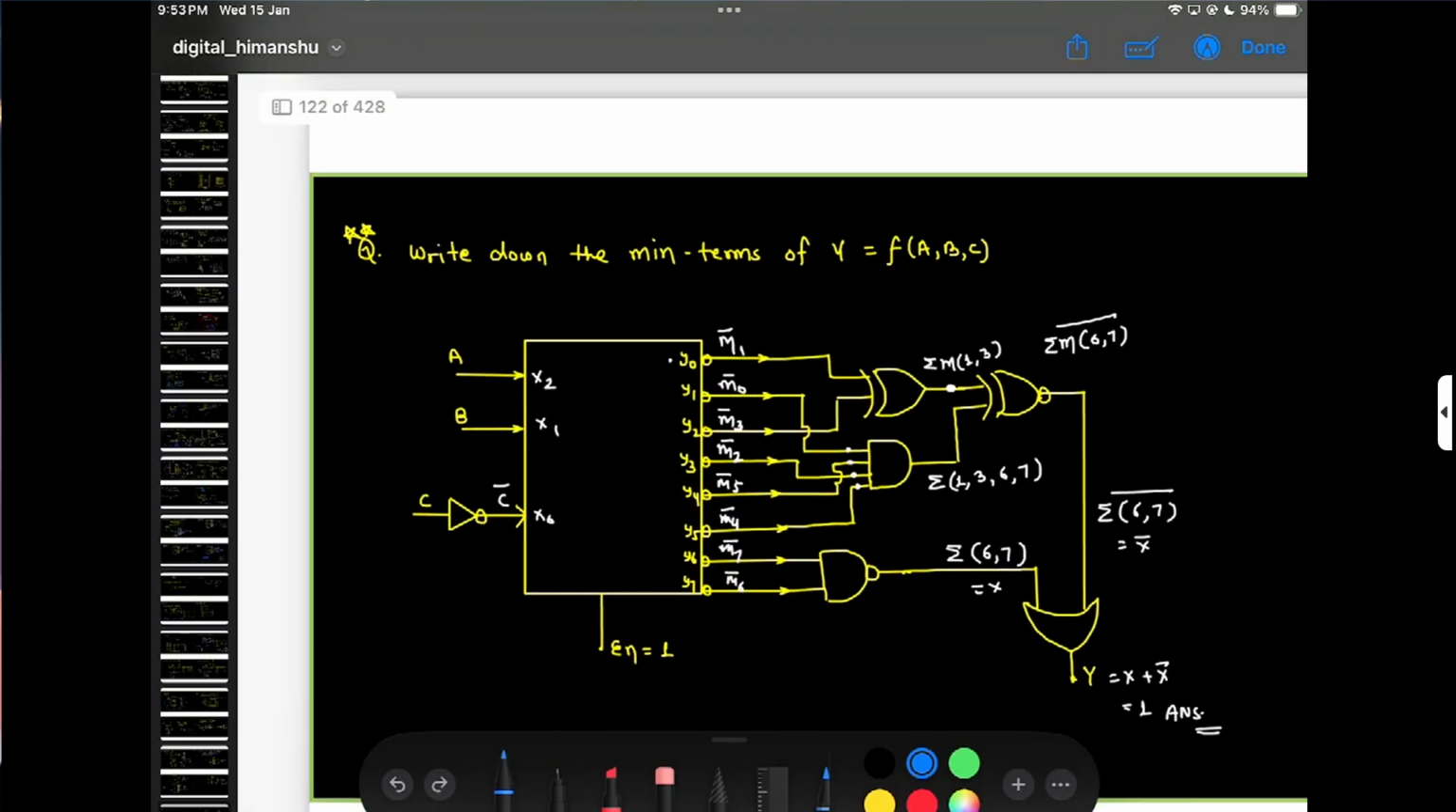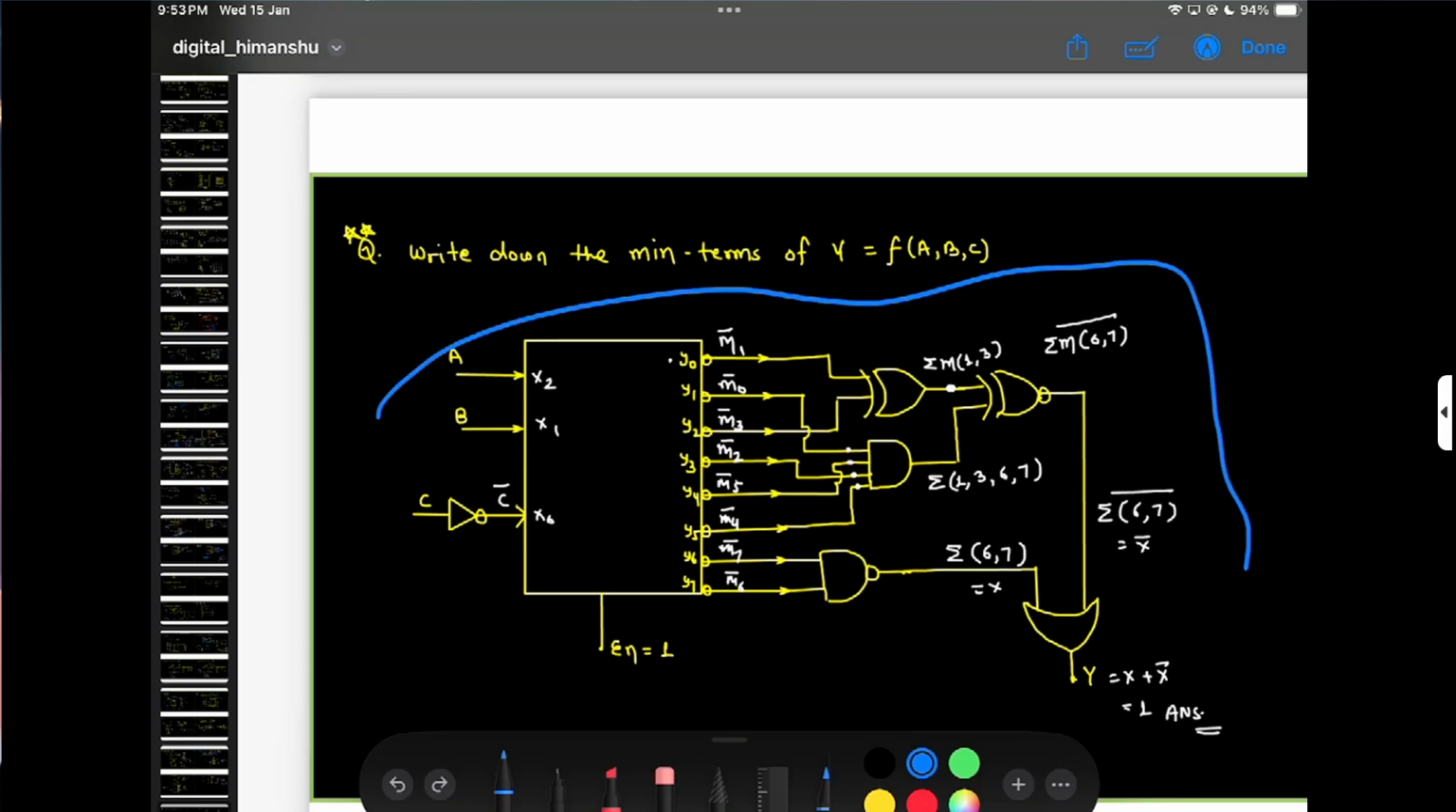Write down the min term of Y. So here we can analyze the circuit and write down the min term.